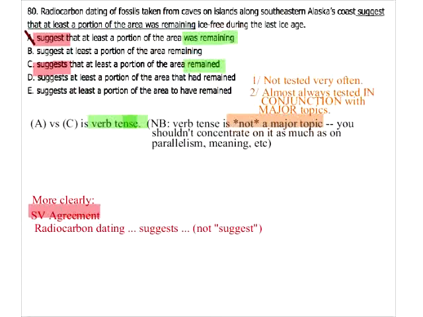But does anybody have any questions? Have we cleared the air? Yes, there is a subject-verb agreement issue over here. Any questions about this stuff?